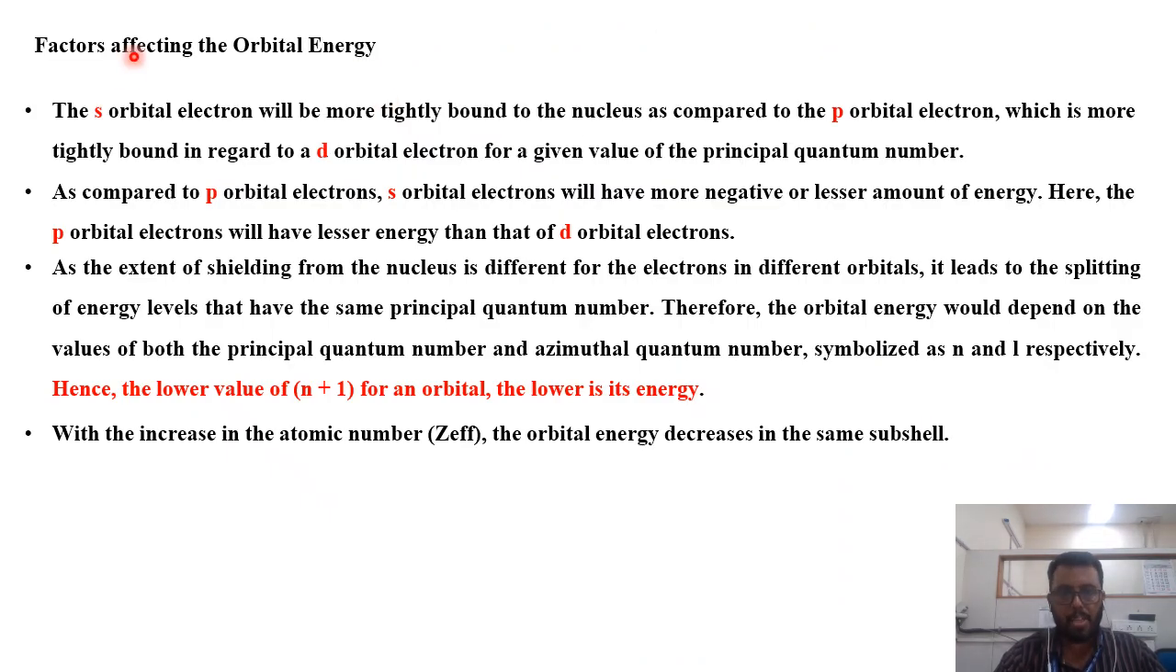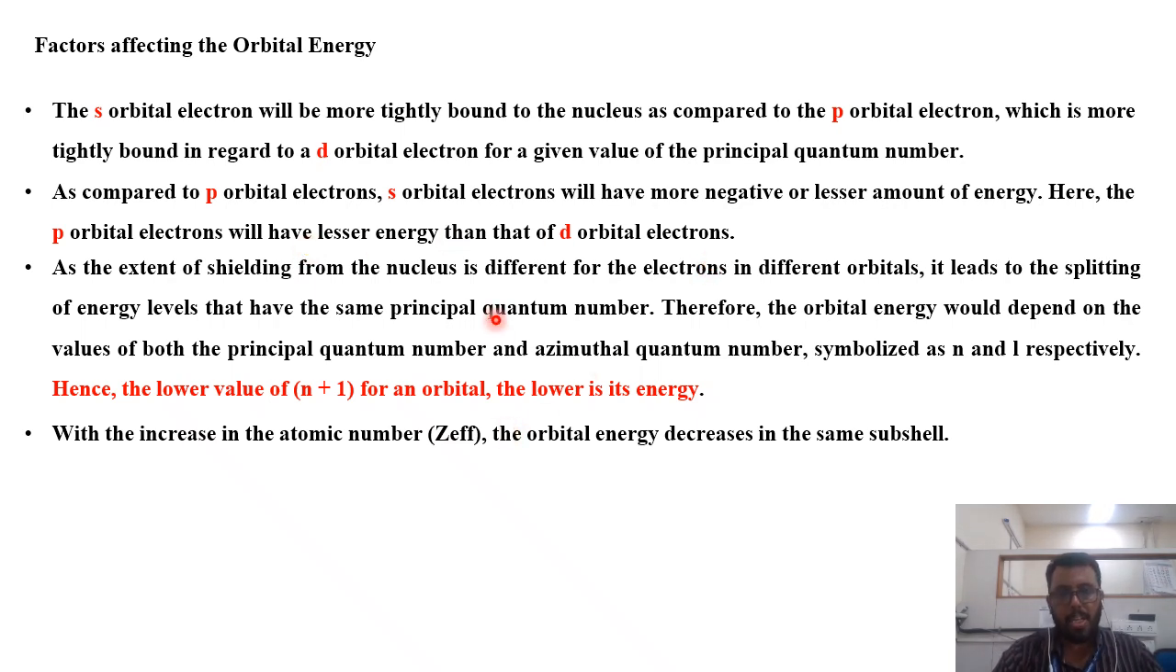Okay, what are the factors that affect the orbital energy? So the s orbital electron will be more tightly bound to the nucleus compared to the p electrons, because it's a spherical shape, while p is a dumbbell shape, which is more tightly bound in regard to a d orbital electron, for a given principal quantum number. So the order will be s, p, and then d. Compared to p orbital, s electrons will have more negative or lesser amount of energy. Here the p orbital will have less energy than d orbital energy.